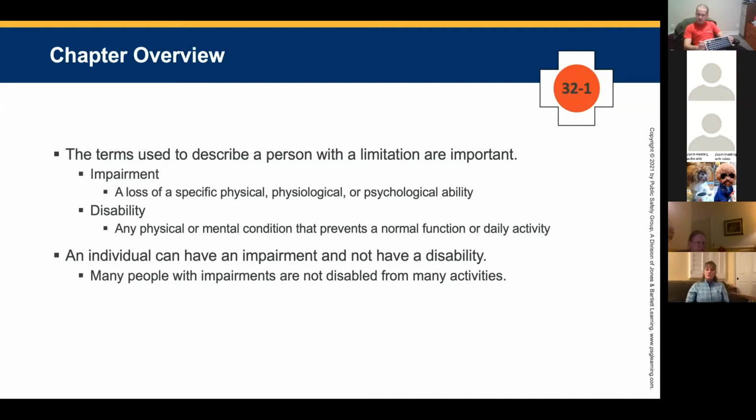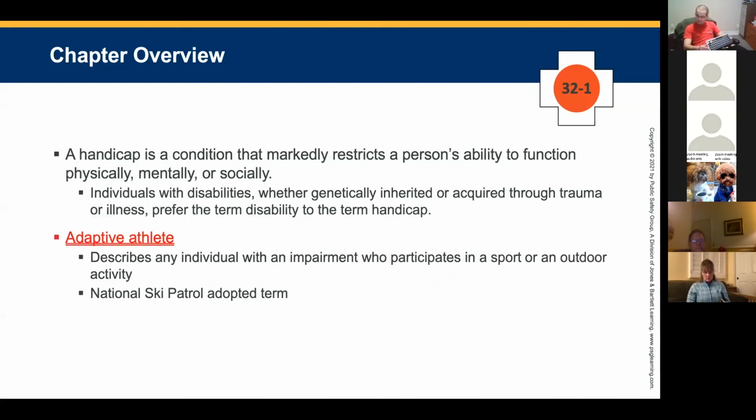So the terms to describe a person with limitation are important. So there's impairment, which is a loss of a specific physical, physiological, or psychosocial ability, or disability, which is any physical or mental condition that prevents a normal function or daily activity. People can have an impairment and not a disability, and many people with impairments are not disabled from many activities. So a handicap is a condition that markedly restricts a person's ability to function physically, mentally, or socially.